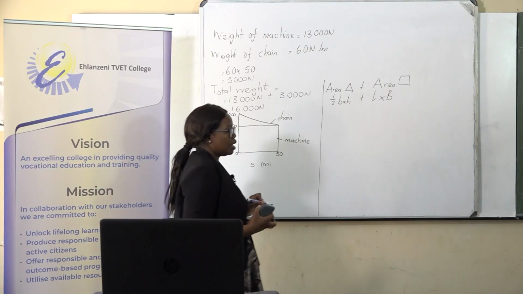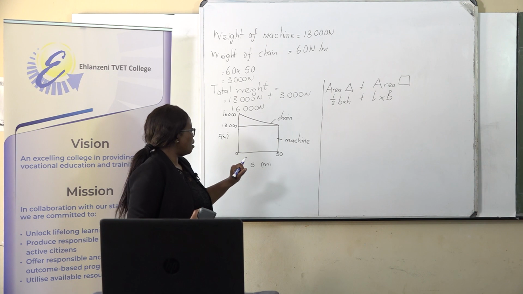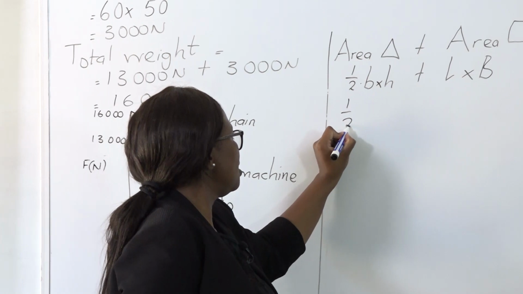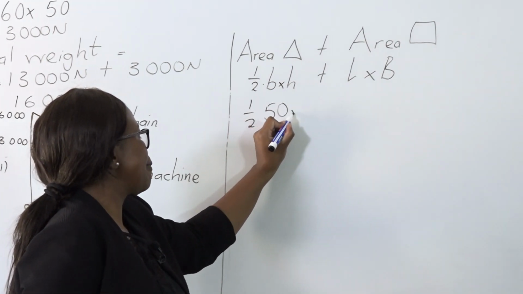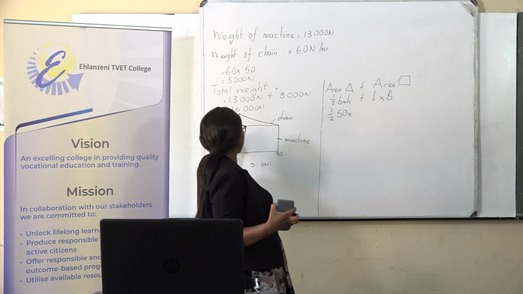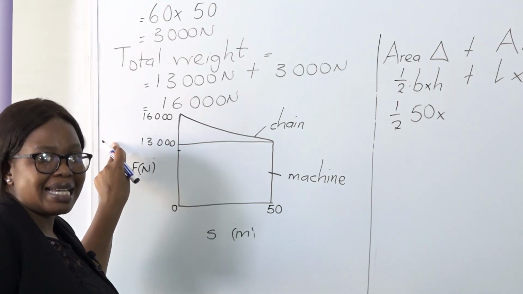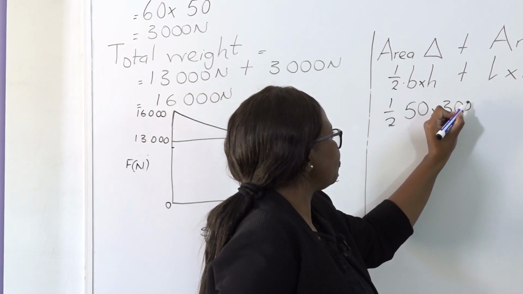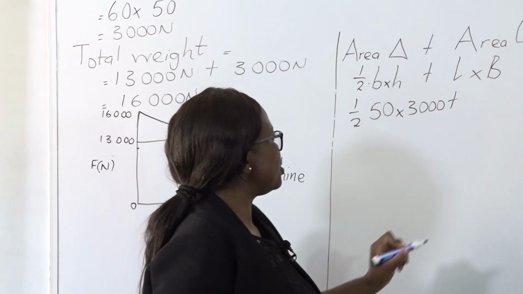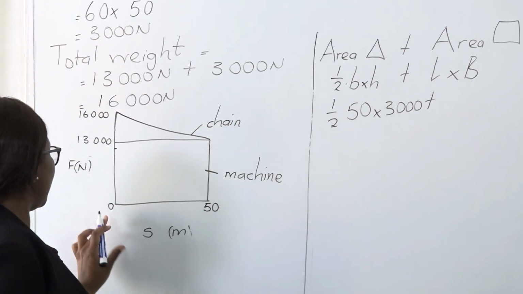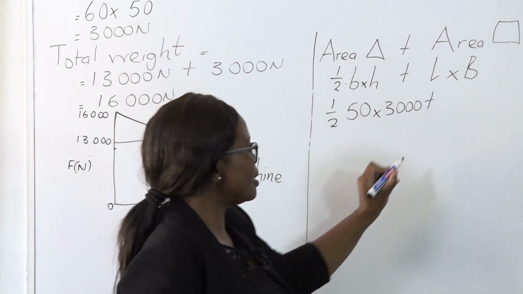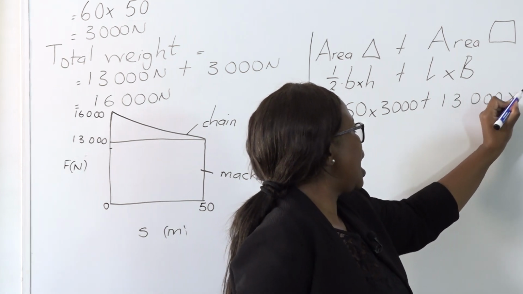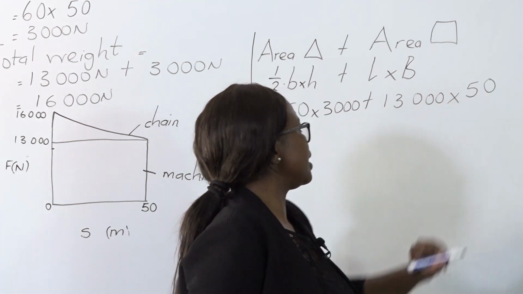Right, let's look on our diagram here. Our base is 50 meters. So here we are saying half base, which is 50, times our height for the triangle, 16,000 minus 13,000. Our height is 3,000. That is for the triangle. Then for the rectangle, our length, which means we're going up, is 13,000 times our base, which is 50.